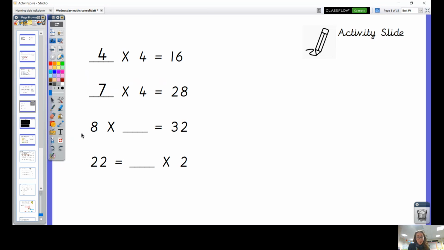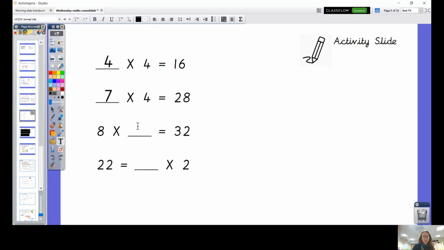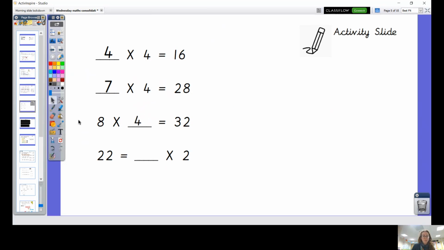Another strategy that might help you today is to write out in front of you your 8 times table. That might be helpful. And of course, you can use that if you're still learning your 8s. So let's count in 8s together. 8, 16, 24, 32. There are 4 lots of 8 that fit into 32. You can write that out in your book to help you remember how to do that one.